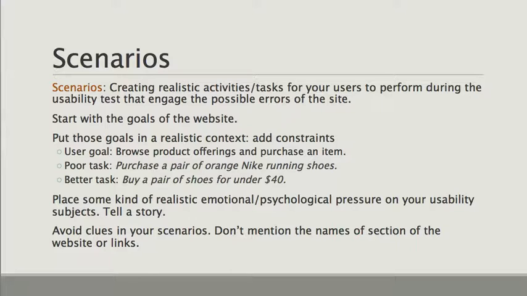How do we create a scenario? So let's assume we're looking at a certain sporting goods store website. So a poor task would be purchase a pair of orange Nike running shoes. A better task is going to be buy a pair of shoes for under $40. So this gives them a task that a user is often going to be looking for, and it also tests a few different components of the site.